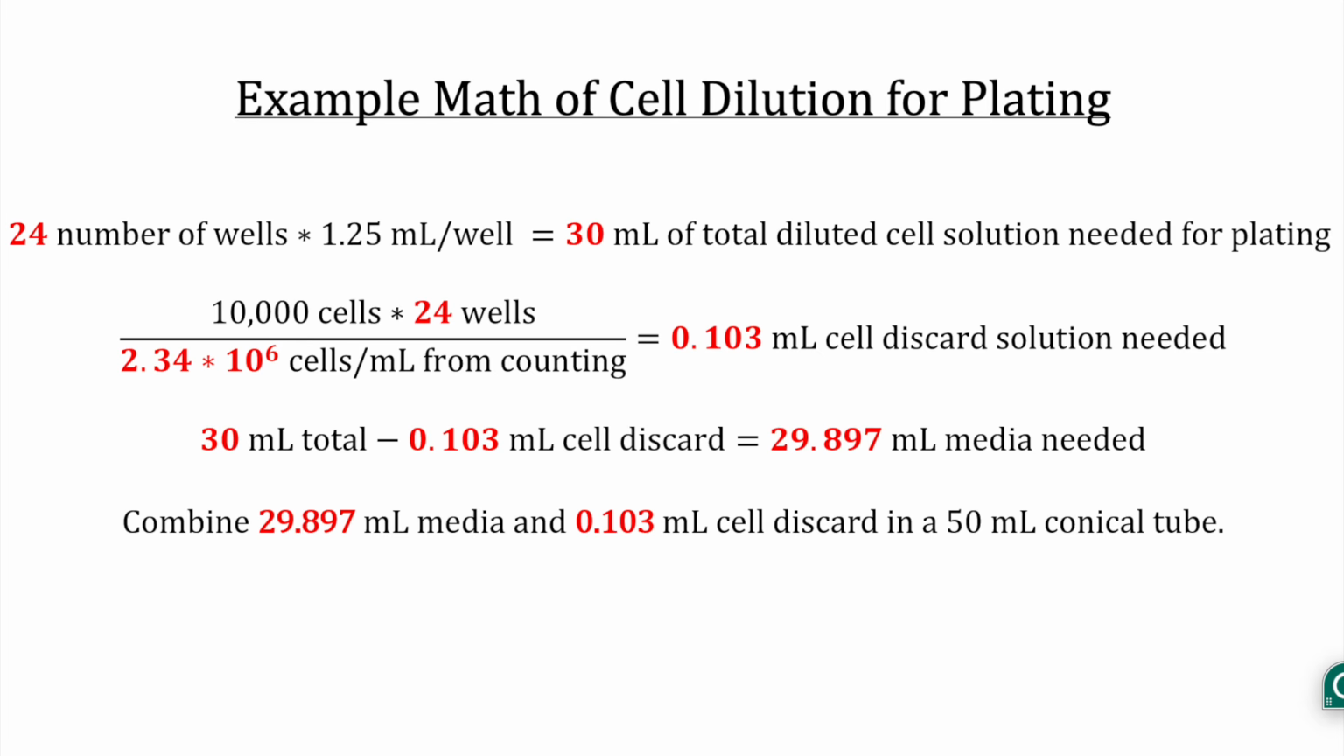Here's an example from an experiment that we performed in which we used 24 wells for plating and our concentration of cells was 2.34 times 10 to the 6th. We needed 29.897 mils of media and 0.103 mils of cell discard.